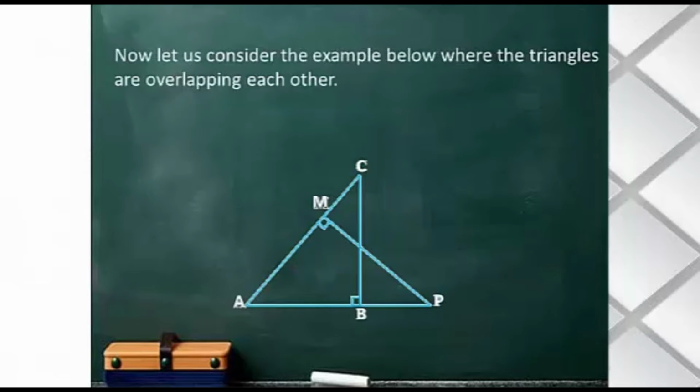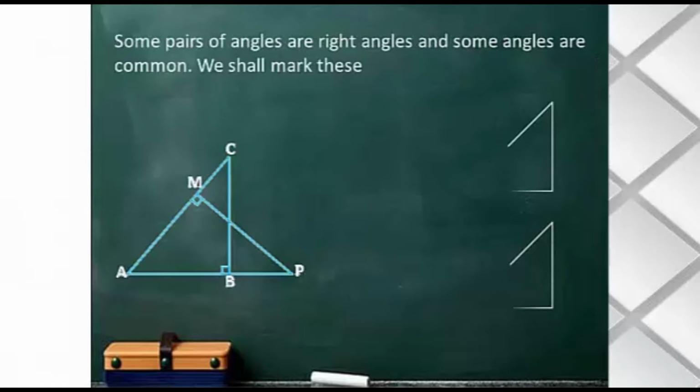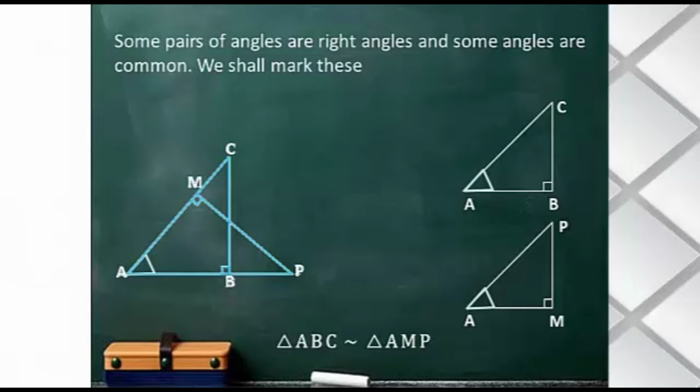Now let us consider the example below where two triangles are overlapping. We'll draw two reference triangles in a similar orientation for better understanding. The two right angles from the given question will show in similar positions in the reference triangles. Also we can see angle A is common, which again will show with similar marking. Now we will name the right angles as B and M, the common angle as A, and the third angles as C and P. Thus we get triangle ABC similar to triangle AMP.